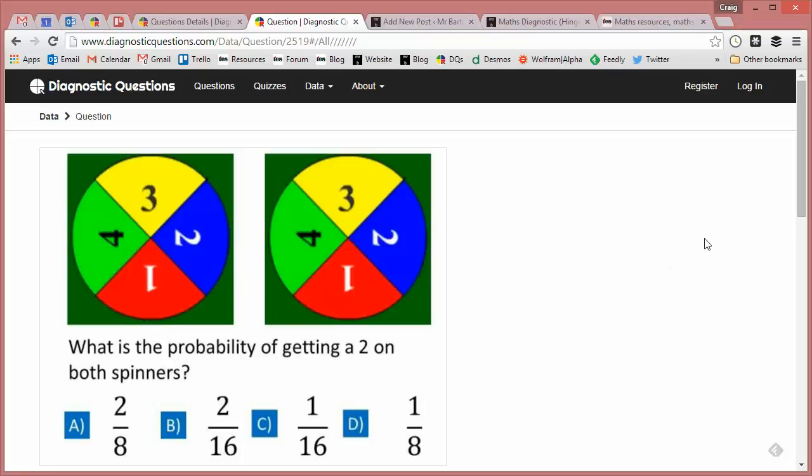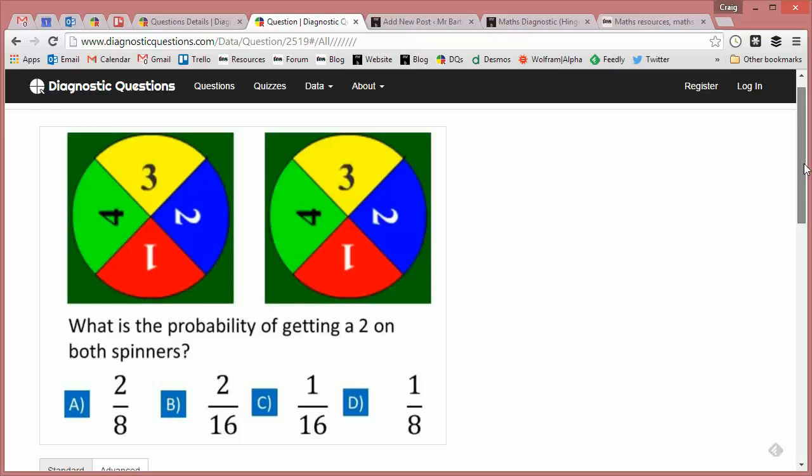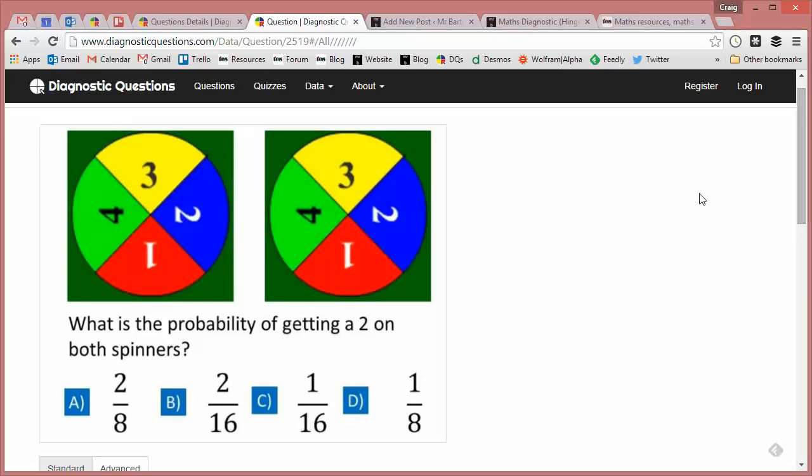Hello, welcome back. So we left on a cliffhanger here. What is the probability of getting a 2 on both spinners? Now, if my maths is right, I reckon C is the answer. But I'll tell you what, this is a particularly nasty question for a number of reasons. Firstly, it's because probability causes students no end of trouble. But secondly, probably the easiest way to approach this question is either to do a tree diagram or a sample space diagram. That way you make sure you don't miss out any of the probabilities.